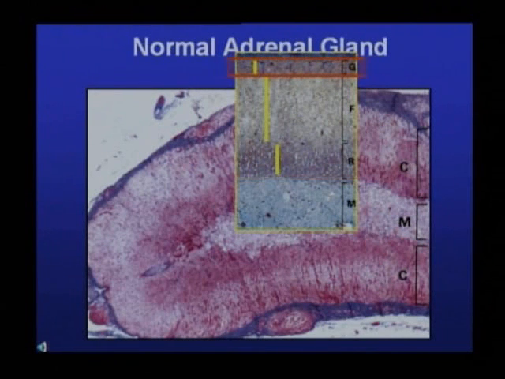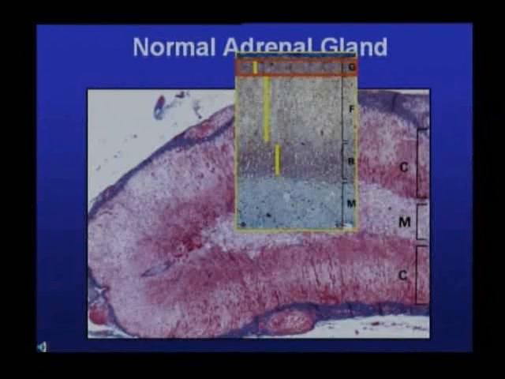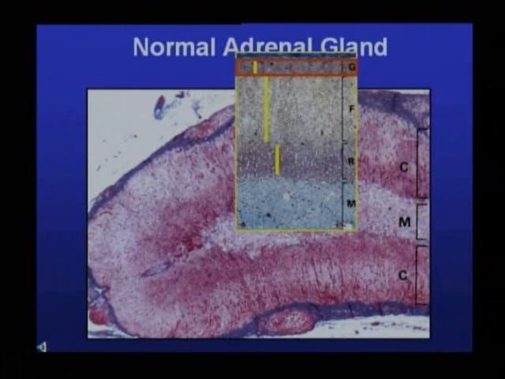The function and maintenance of the glomerulosa, in contrast, is primarily governed by the renin-angiotensin-aldosterone axis. Although a minimal concentration of ACTH is required for glomerulosa function, this hormone confers only a permissive effect on aldosterone production. Thus, changes in ACTH blood levels are generally not physiologically relevant to the function of this cortical layer.